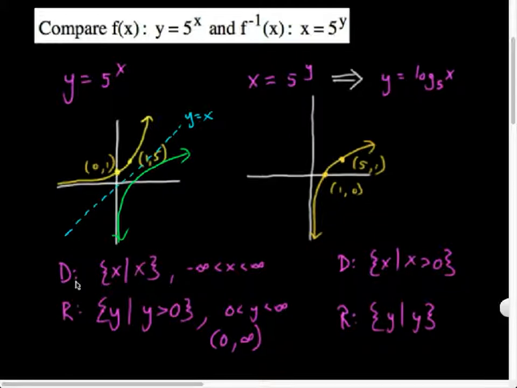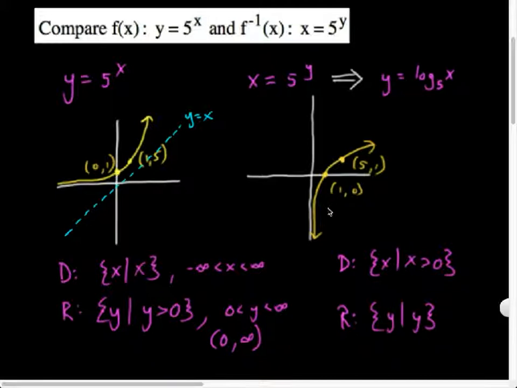So here, the domain is the set of all x, right? It goes from negative infinity to positive infinity. And the range is all values of y that are greater than 0, right? Because it never equals 0 and it's never less than 0. So that's what we see there for the domain and range.